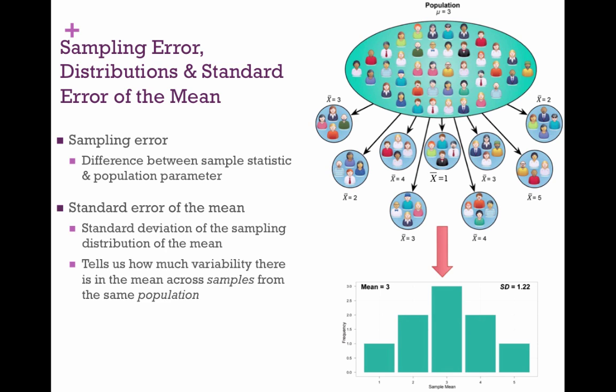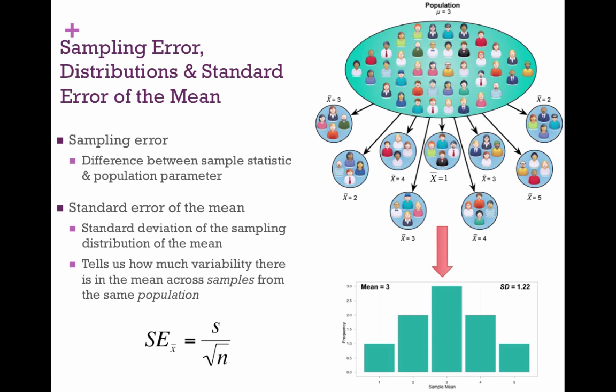And so this sampling distribution gives us our mean and also gives us a standard deviation. But this is not the standard deviation of the 100 individuals within each of these 9 samples. This is the standard deviation of the sampling distribution of the mean from all of these samples within the population. So this standard deviation of 1.22 is really the standard error of the mean. It tells us how much variability there is in the mean across samples from the same population.